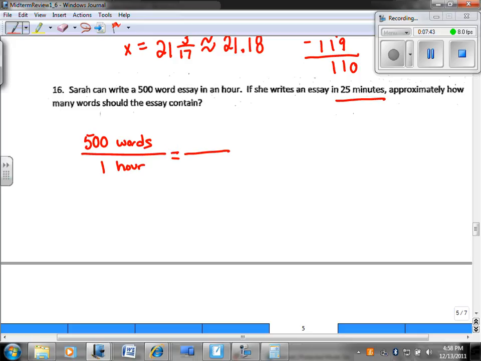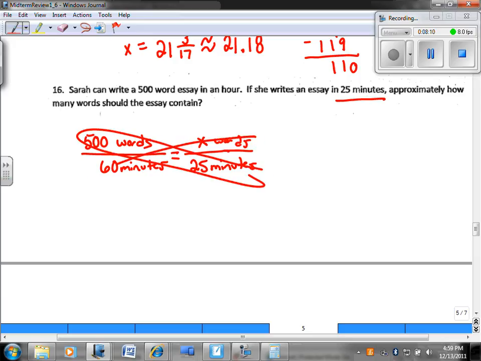The whole reason why proportion works is because we got the same units on the top, the same units on the bottom. So we're going to have to change something. Easiest thing to do, instead of 1 hour, we're going to put 60 minutes. So then we can put 25 minutes here. And we don't know how many words, so we're going to put X words. Again, this is a proportion. We cross multiply to solve.